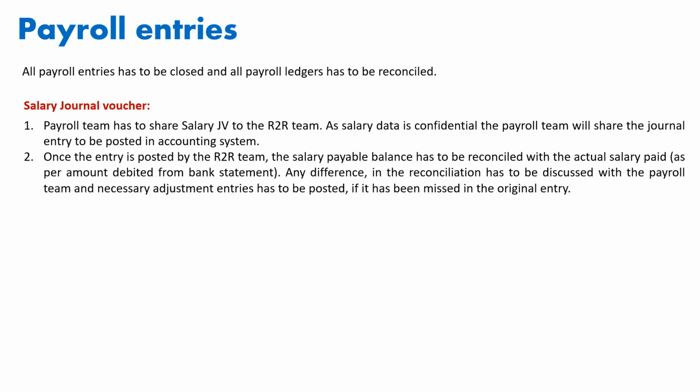Salary journal voucher. The payroll team has to share the salary JV with the R2R team, and as salary data is confidential, the payroll team will share the journal entry to be posted in the accounting system. Once the entry is posted by the R2R team, the salary payable balance has to be reconciled with the actual salary paid as per the amount debited in the bank statement. Any difference in the reconciliation has to be discussed with the payroll team, and necessary adjustment entries have to be posted if it was missed in the original entry, right?